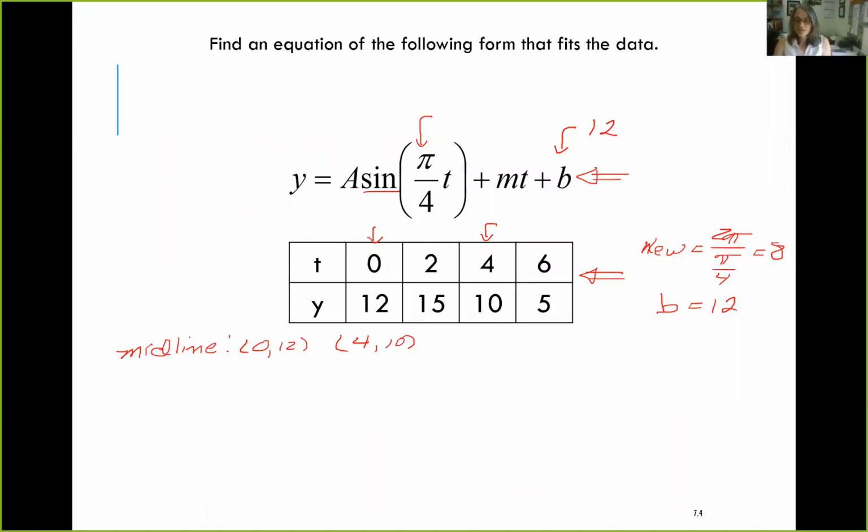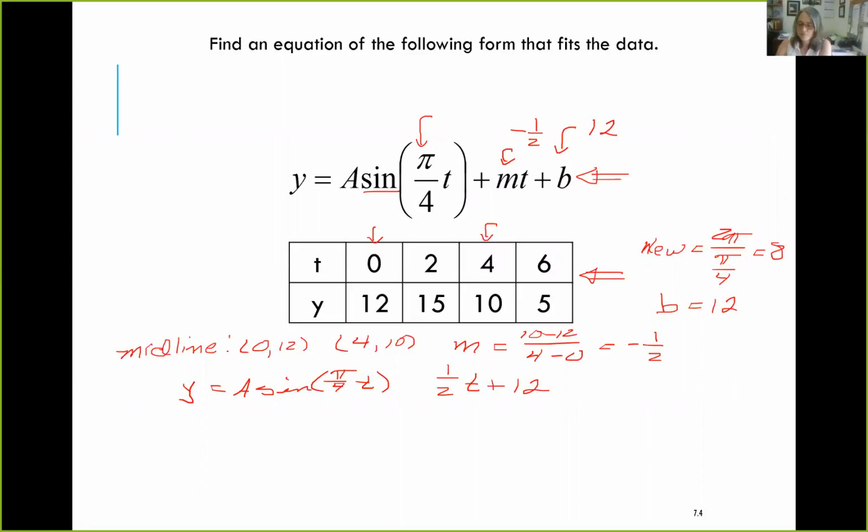The slope is y2 minus y1 divided by x2 minus x1, which is -2 over 4, or -1/2. So now I've got my m is -1/2. So let's put this together. My function now is y equals a times the sine of pi over 4 times t, minus 1/2 t plus 12.